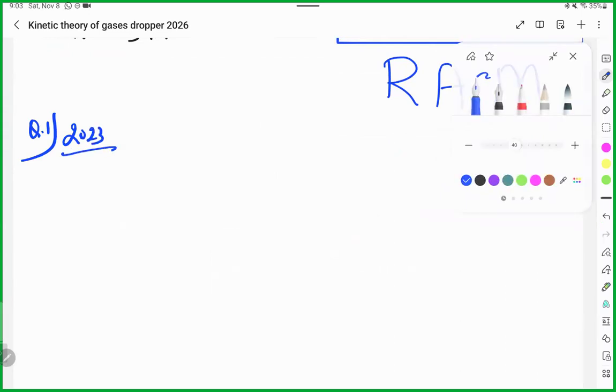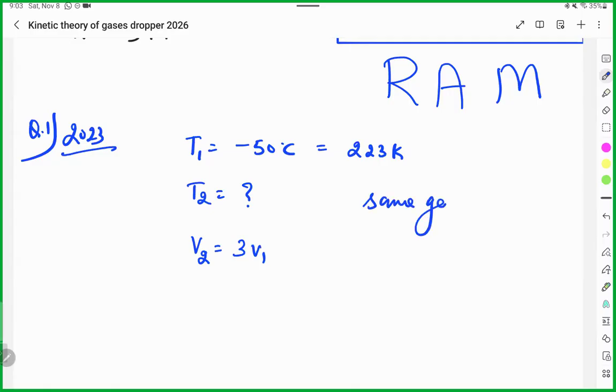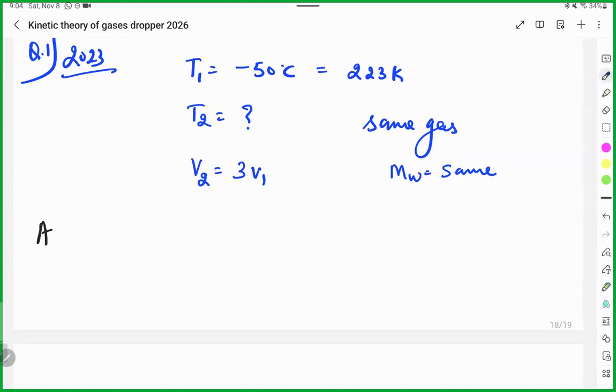23. So what is given? T1 temperature is minus 50 degrees Celsius, which is equal to 223 Kelvin. T2 you have to calculate. V2 speed is 3 times of V1 and you have the same gas. Same gas means you will have the same molecular formula. Correct. If you know all these things, you will understand.